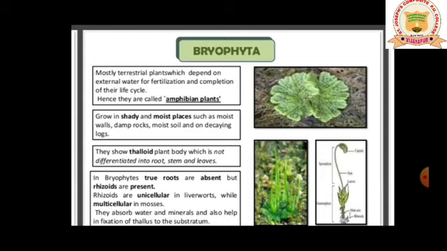I hope it is clear to you. Bryophyta are called amphibians of plant kingdom because these plants can live in soil. Terrestrial means they can grow on soil but depend on water for sexual reproduction. So they are termed as amphibians of plant kingdom.